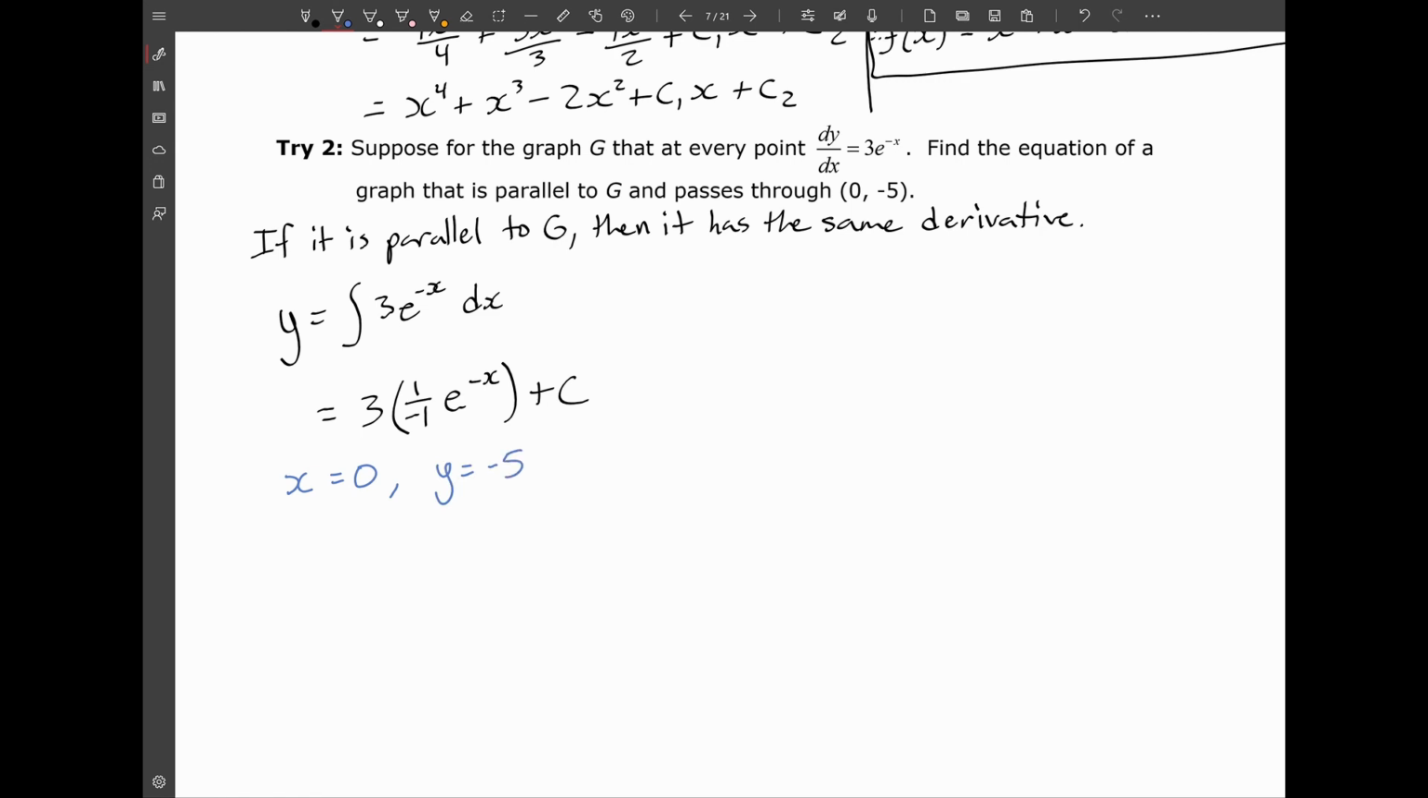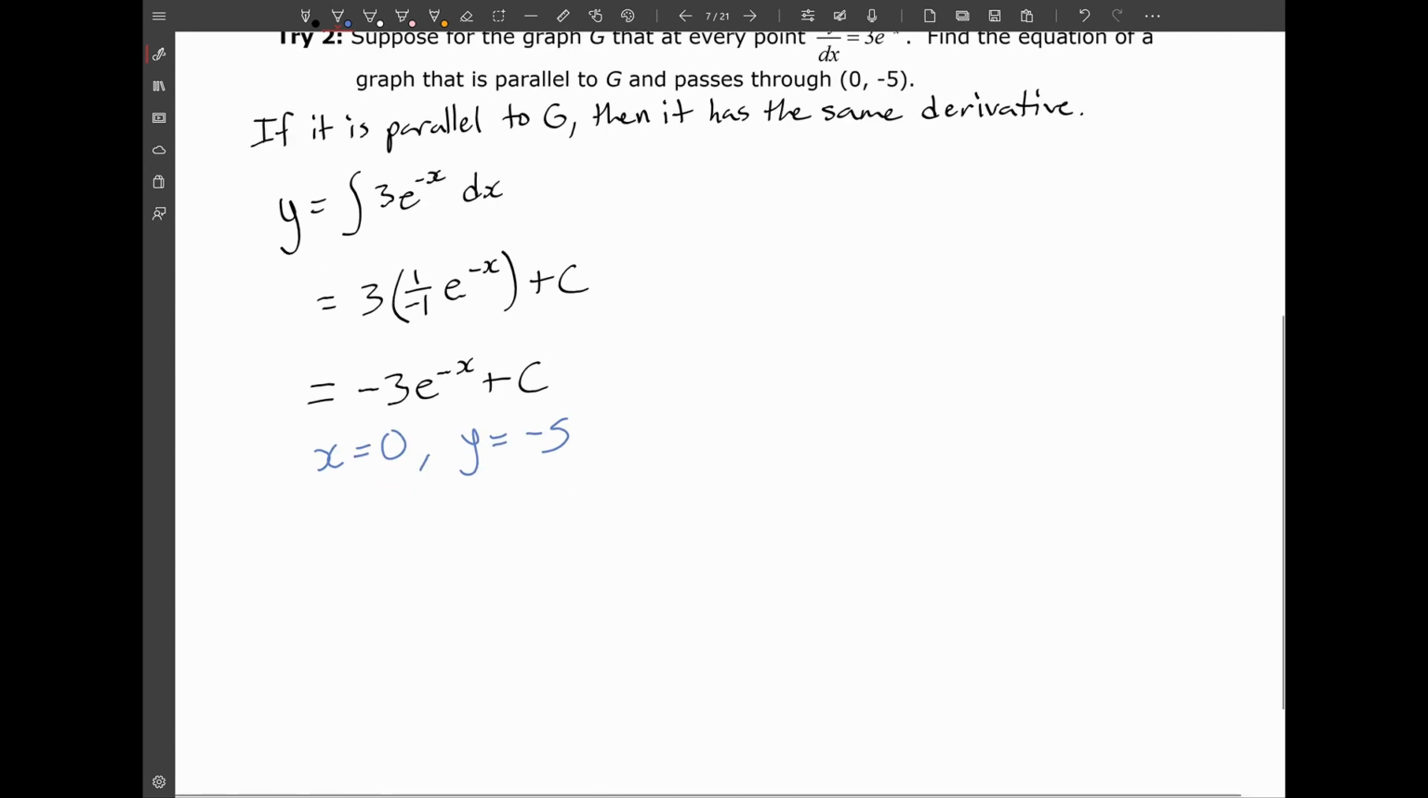G doesn't have to go through 0, negative 5, but our equation does. So we set that condition. Y is negative 5 and x is 0. I didn't simplify that equation before. I'm going to do that real quick. So I should have. Whoops. There we go. Now we say that x is 0 and y is negative 5. Back to where we were at.